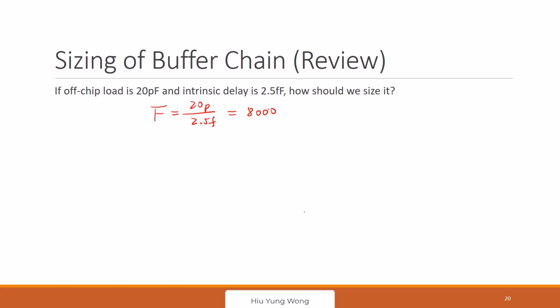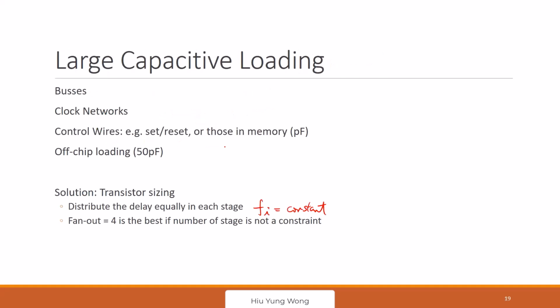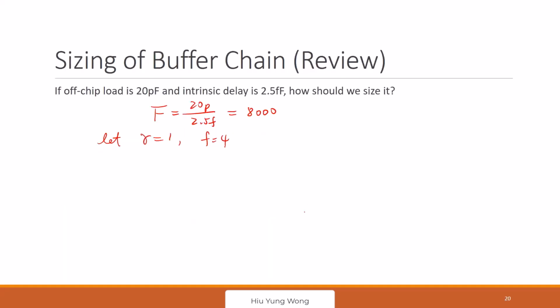And then I decided that maybe I want to let gamma equal 1. I use fan-out of 4 because I already said that fan-out of 4 is the best. This is like what you did in your assignment. Then it means F equals 4 to the power n. So with this, you get n equal to 7. But of course, this is not exact, so we say about 7 stages.